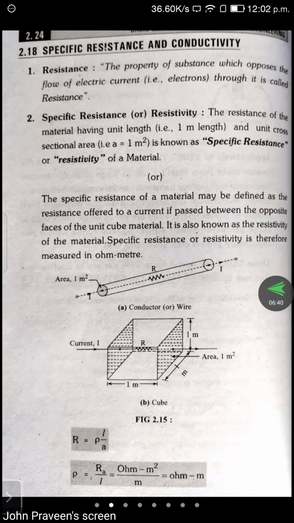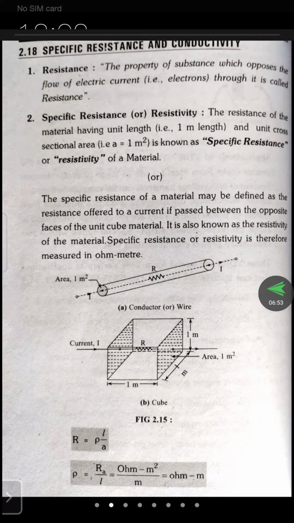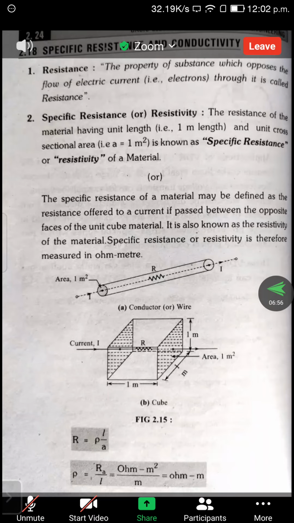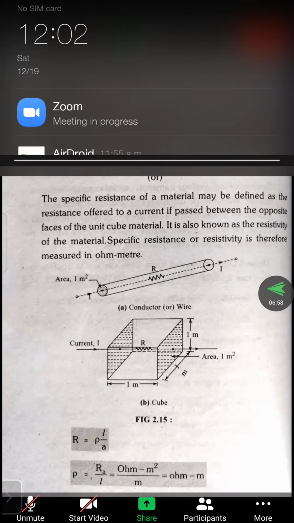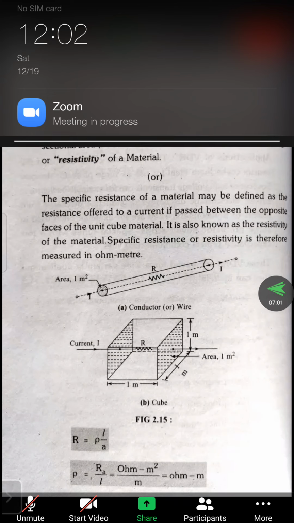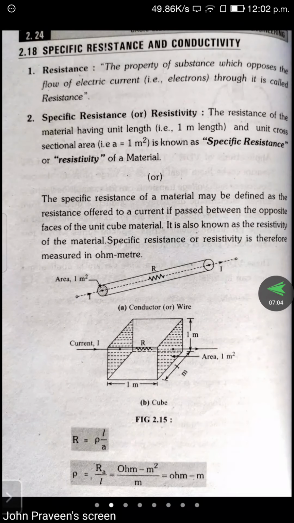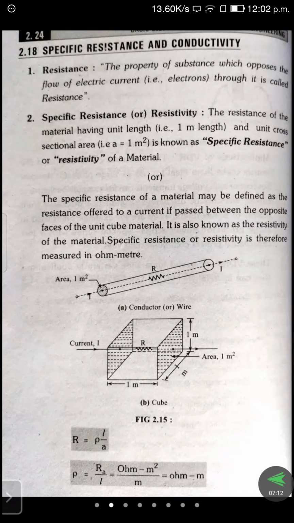The remaining two factors are temperature as well as type of material. So these 4 concepts are important while calculating the resistance value. In case of specific resistance, we can define it as the resistance of a material having unit length and unit cross-sectional area. Generally the formula is rho equals RA by L. Ohm meter is the unit.